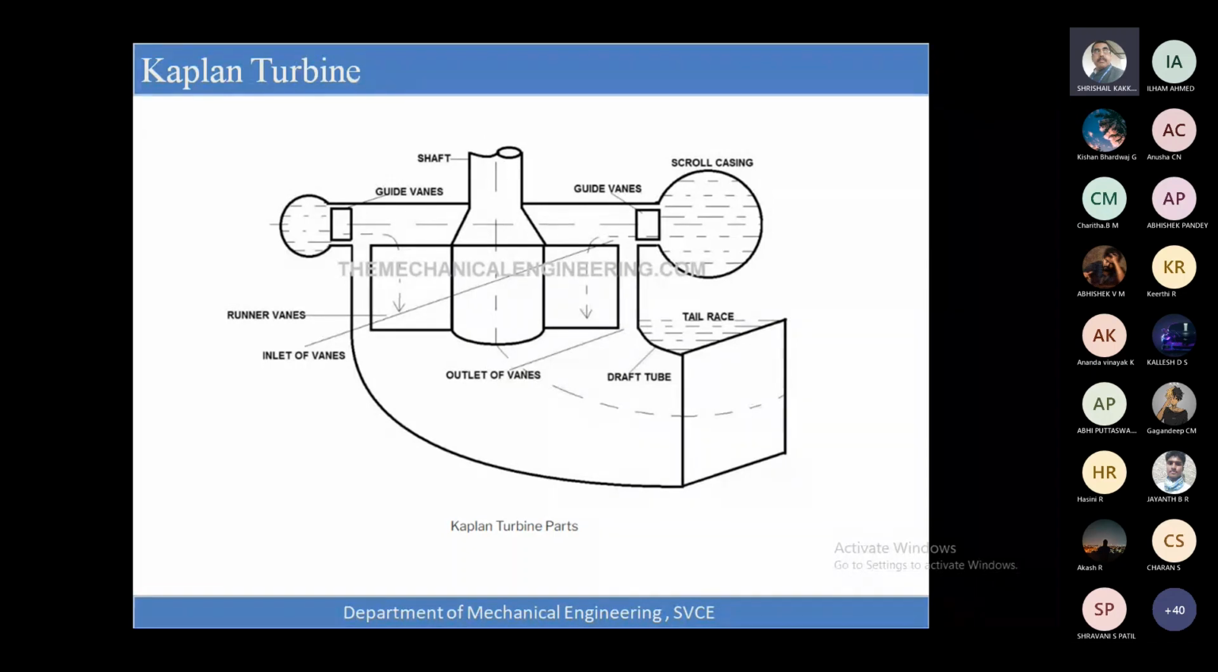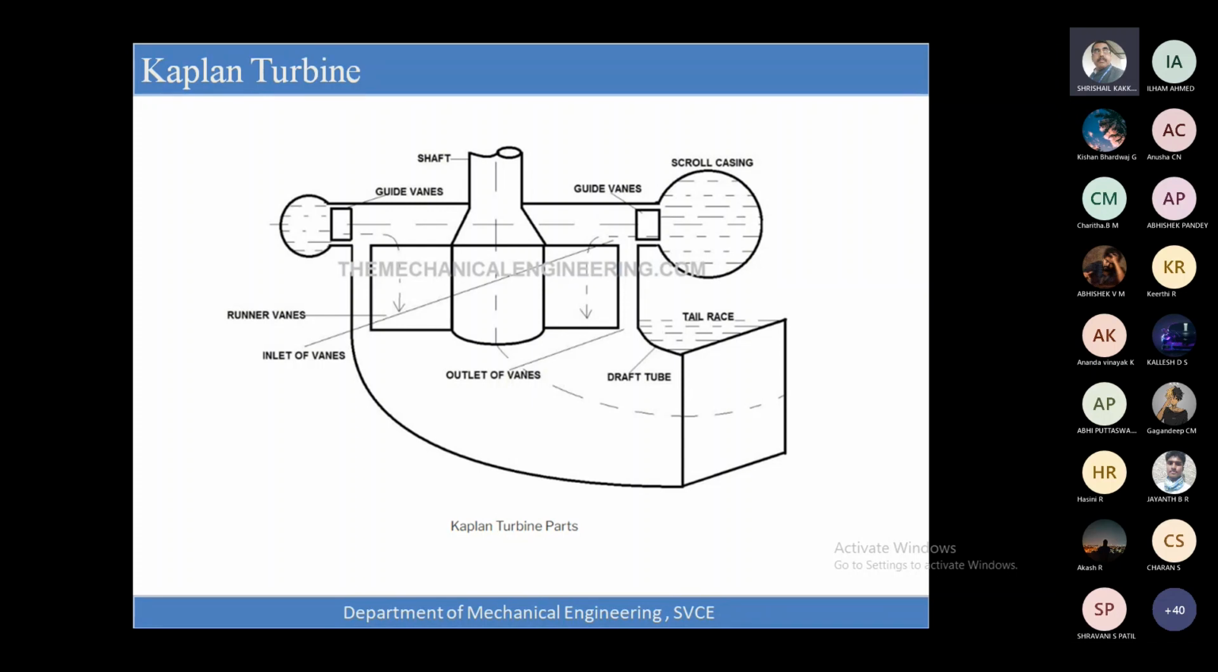And try to remember, the draft tube is the one which will be at the tail race. Tail race means that once the water has performed work, it exerts force onto the vanes and leaves at atmospheric pressure, and the velocity also will come down while it is flowing to the tail race. It is simply that after performing the work, the water will be leaving the turbine.